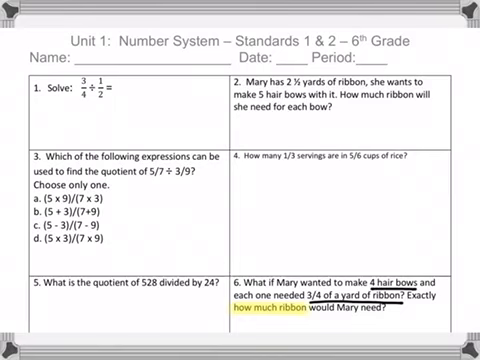The how much ribbon in this particular case actually is a product. So what we're going to do is multiply the number 4 times 3/4 in order to get our answer. So we would take 4 over 1 times 3/4, which gives us 12/4. And if we take 12 and divide it by 4, we get 3 yards.